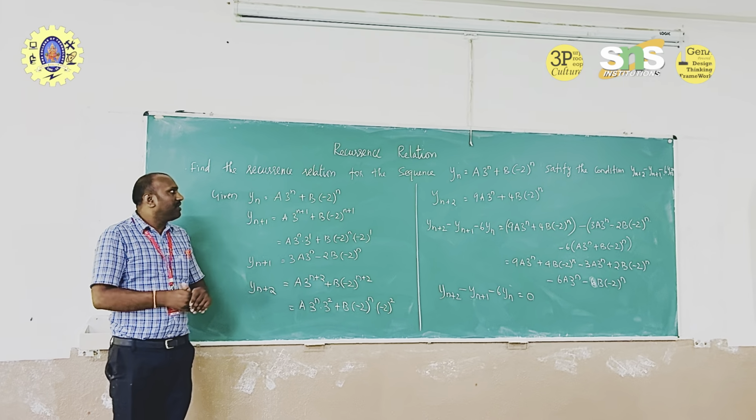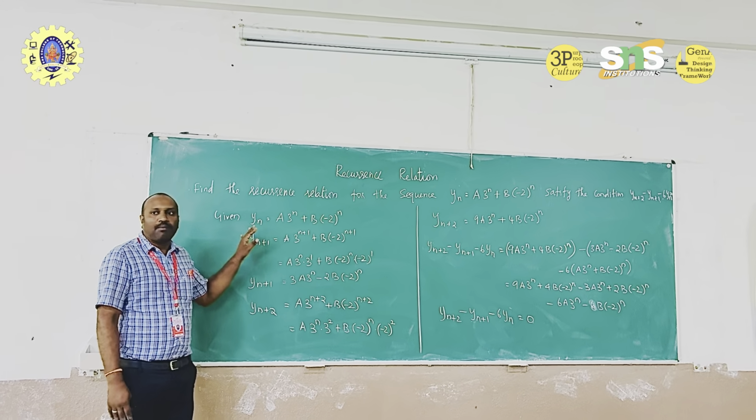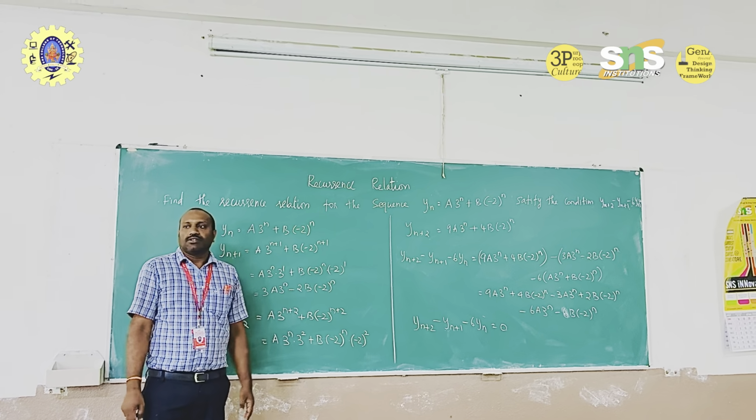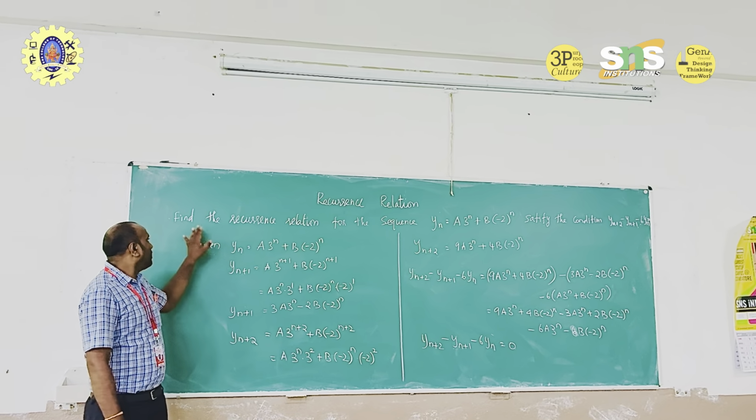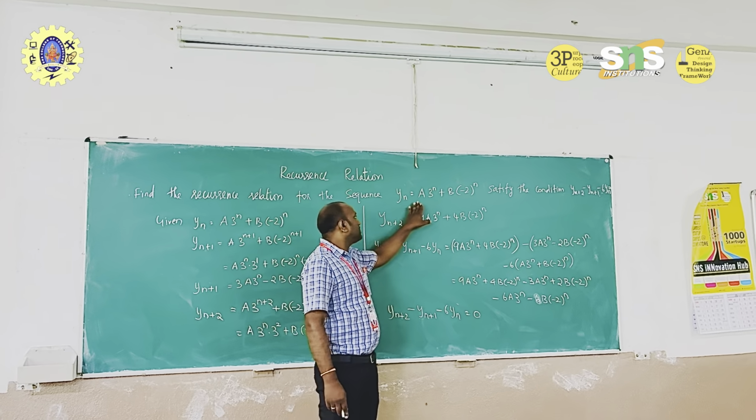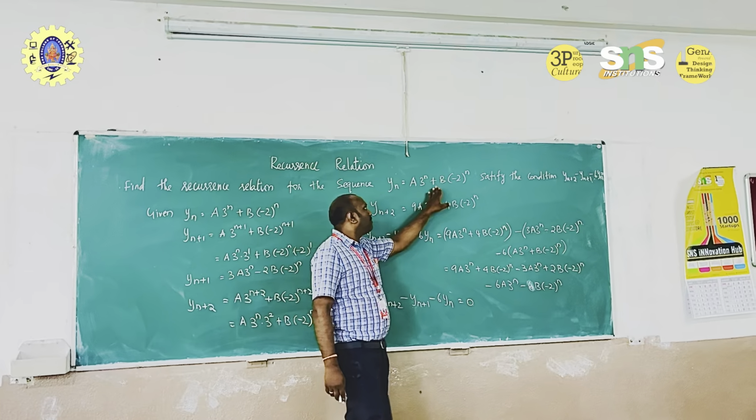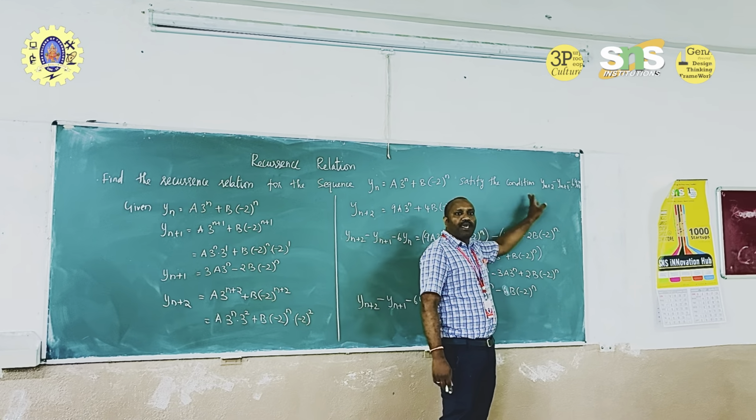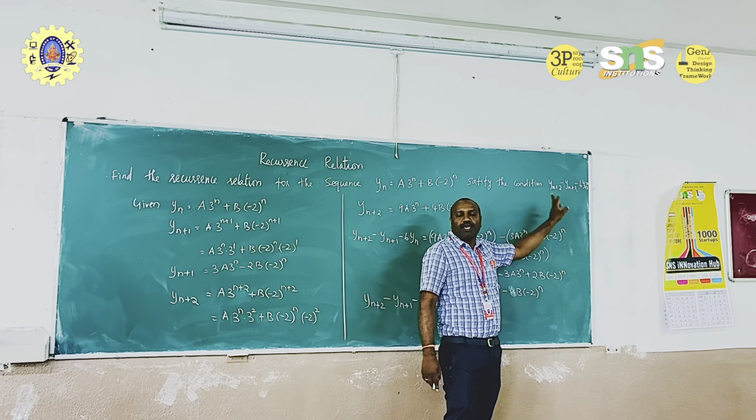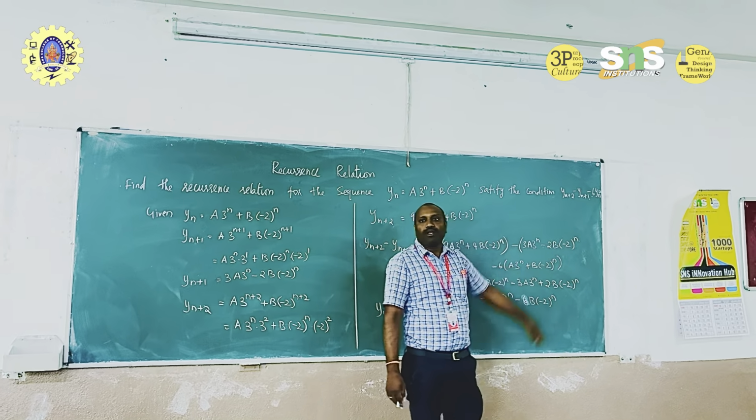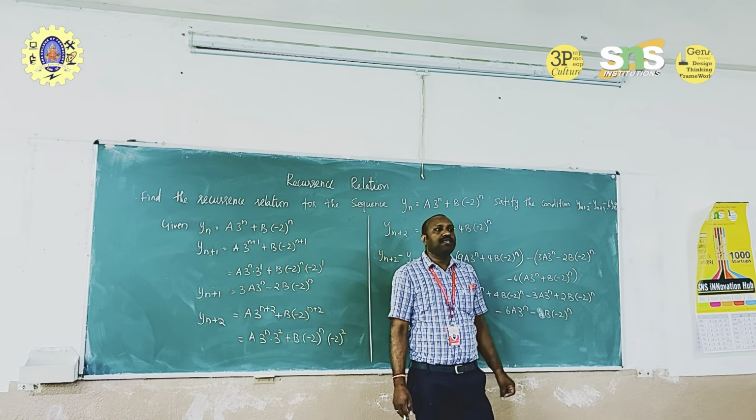Today we are going to discuss another problem on recurrence relations, part 2. In this question, find the recurrence relation for the sequence yn = a·3^n + b·(-2)^n satisfying the condition y(n+2) - y(n+1) - 6yn = 0.